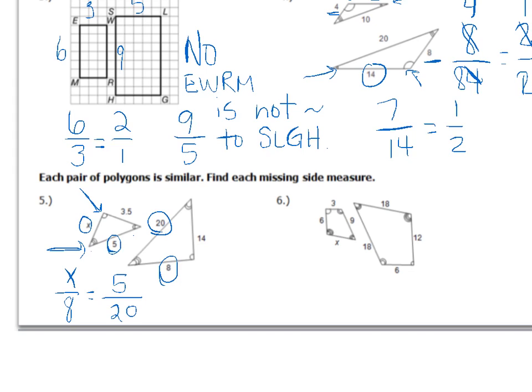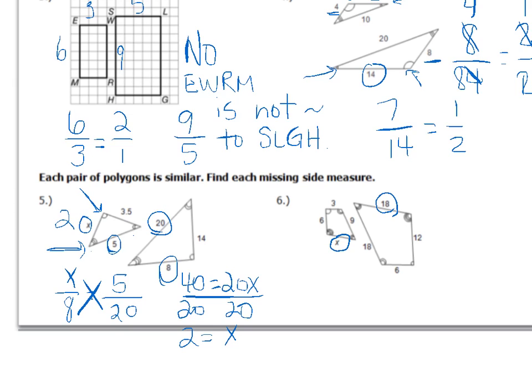So we have 5/20. So if we cross multiply and we solve, we get 40 equals 20x. And if we divide both sides by 20, we get x equaling 2. So this is 2 right here. We're going to do the same kind of thing for number 6. Solving for x here, x corresponds to the 18. So we have x/18 equals, and I'm going to pick the 3 corresponding to the 6.